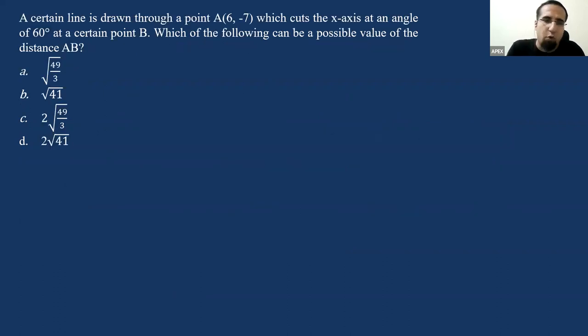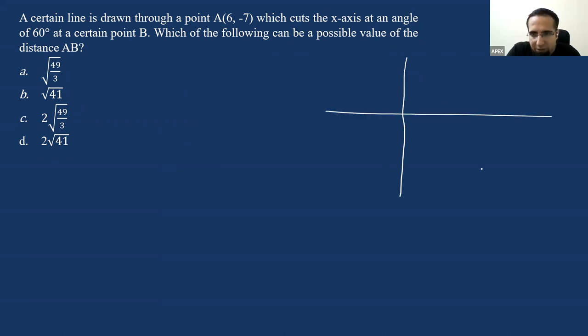Now, one more beautiful question on coordinate geometry. So let's try to understand. A certain line is drawn through a point A, which is at (6, minus 7). So let's say this is my point called A, which is (6, minus 7), which cuts the x-axis with 60 degrees at a certain point B. Now, if it's cutting at the x-axis, the coordinates of this become, let's say, (x, 0).